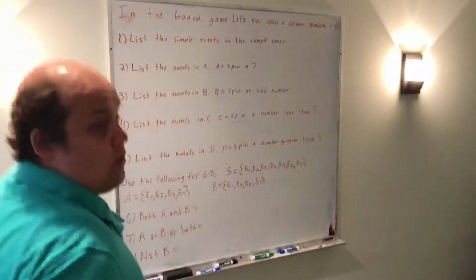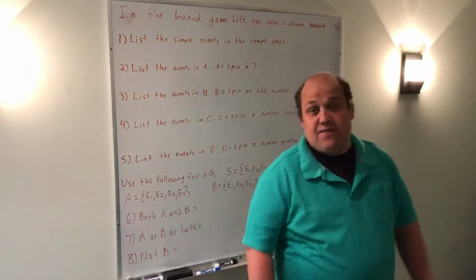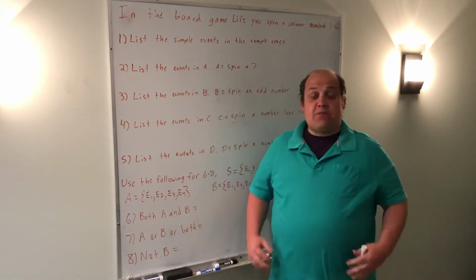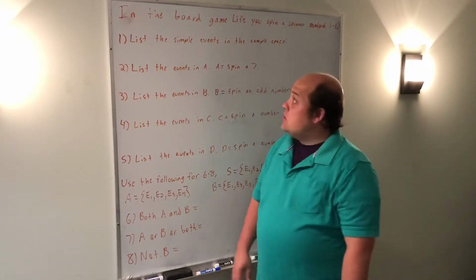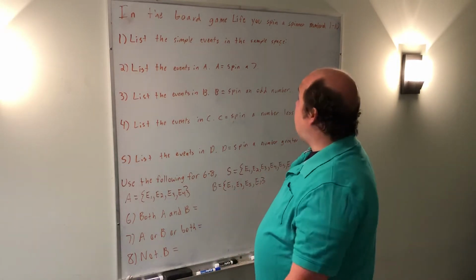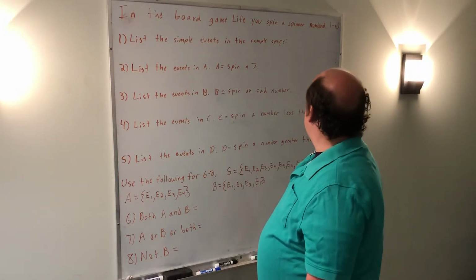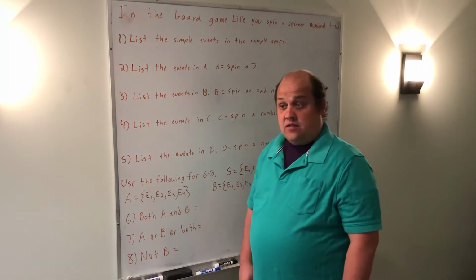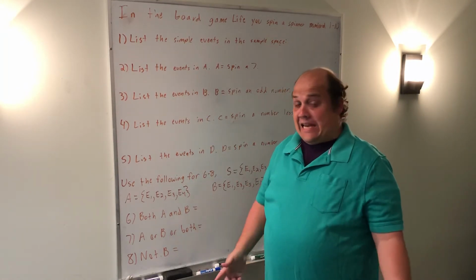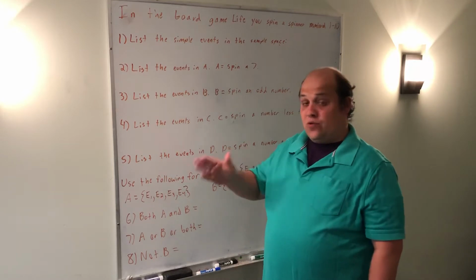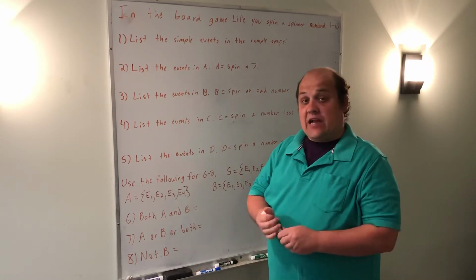Where we begin with probability is trying to define a sample space. Sample space is all possible simple events that could occur. So in the board game of life, you spin a spinner numbered 1 through 10. The spinner goes around, hopefully it's equal, and it has an equal chance of landing on 1, 2, 3, 4, 5, 6, 7, 8, 9, or 10.